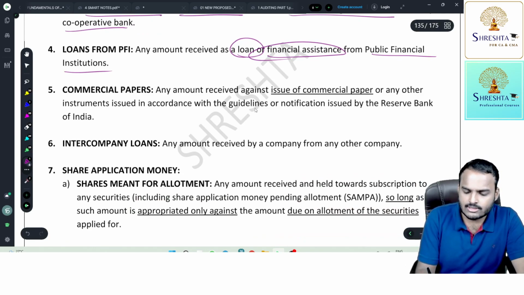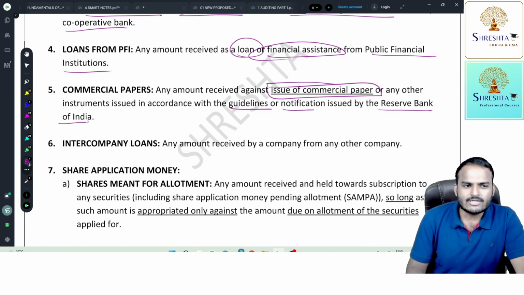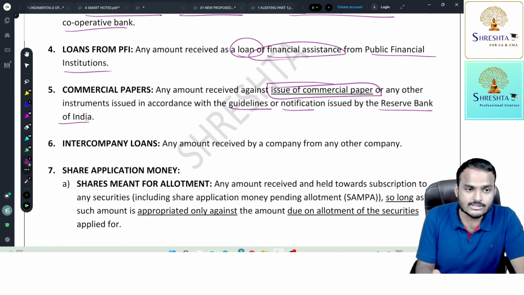Any amount received against issue of commercial paper or any other instrument issued in accordance with the guidelines or notification issued by the Reserve Bank of India. See, what is this commercial paper, sir? This is a promissory note issued for meeting short-term needs. You can observe these instruments in money markets. So these are also borrowings to the company. They are not treated as deposits.